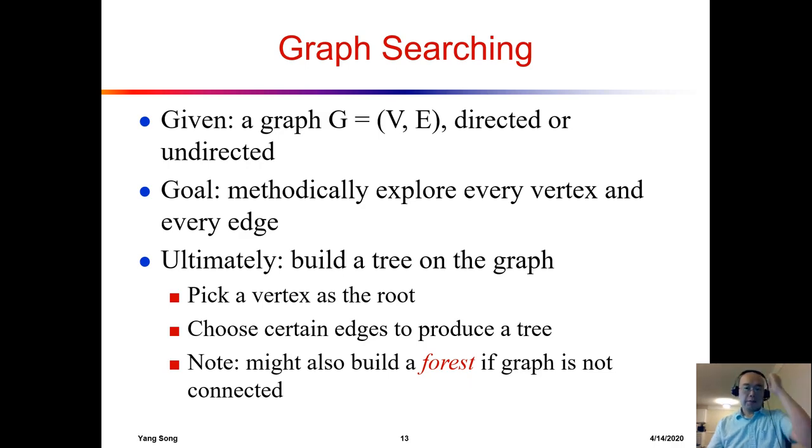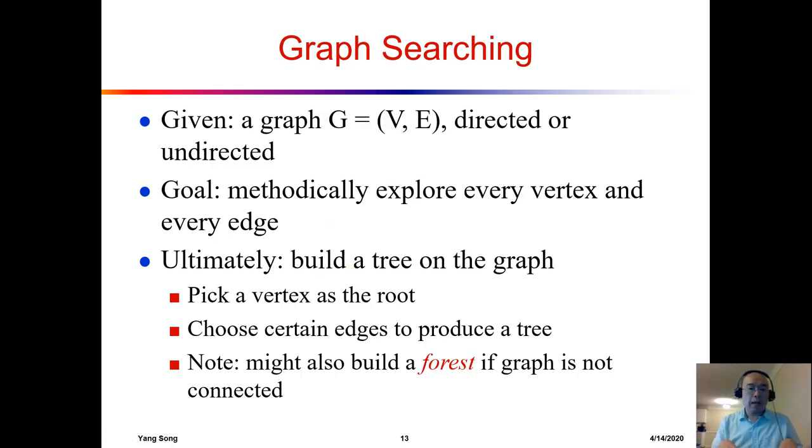So the next task we want to talk about is graph searching. For this search, we have multiple goals, and we can accomplish all of them together. So we are given a graph G, which is a collection of the vertices plus a collection of the edges. And it doesn't matter if it is directed or undirected, okay? Our goal is we want to explore all the vertices and all the edges, and ultimately we also want to build a tree based on this graph.